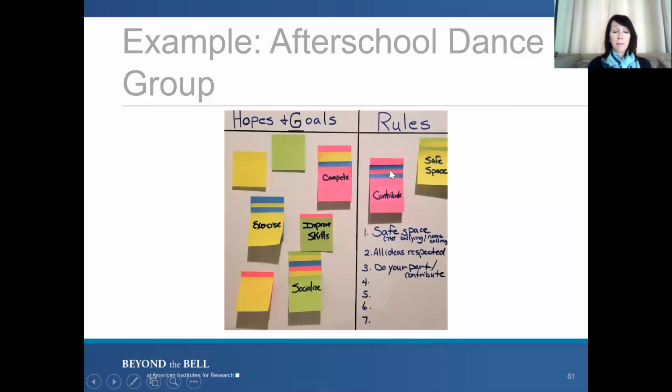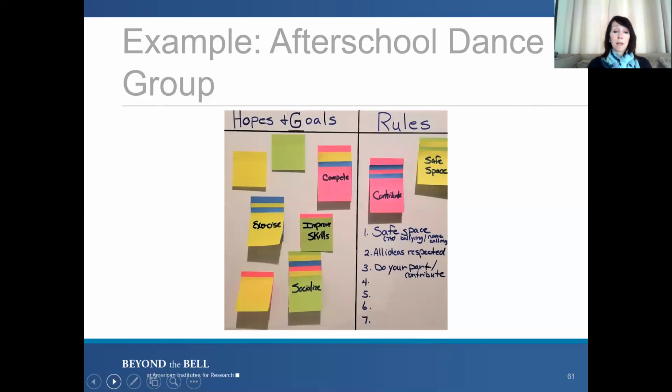And on this kited group, I have contribute, and here I had safe space. And then you would write down the rules that they came up with and that you agreed upon. A safe space, no bullying and name calling, all ideas are respected, and do your part and contribute. I included this because perhaps if they wanted to compete, they would really want everybody to do their best and contribute in that competition.